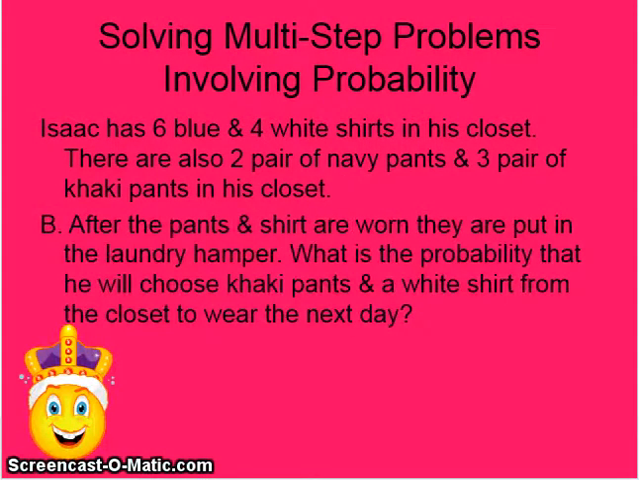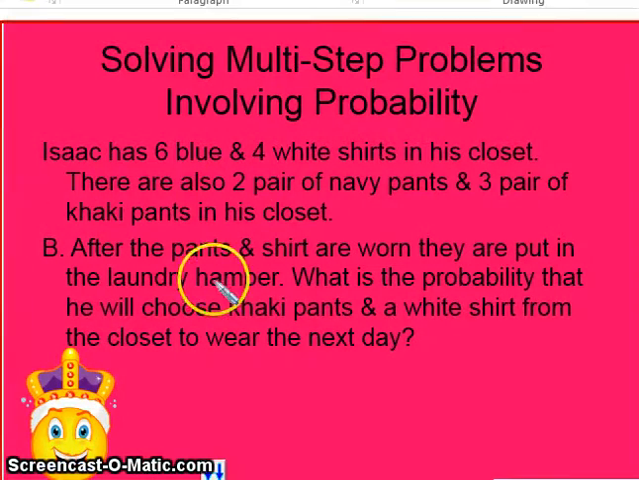And finally, after the pants and shirt are worn, they are put in the laundry hamper. What is the probability that he will choose khaki pants and a white shirt from the closet to wear the next day? Now this means 1 pair of khaki pants and 1 white shirt is already gone. And we want to figure out the probability that that will happen again. So now the probability that he will choose khaki pants is only 2 out of 4. He used to have 3 pair, but 1's in the hamper. And he used to have 5 pairs of pants, but that same pair again is in the hamper.